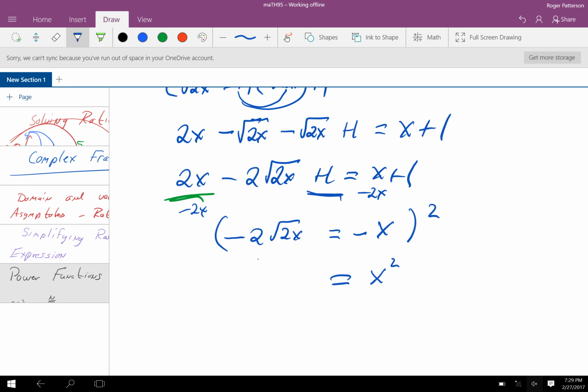Okay. Well, what's negative x squared? What's that going to be? It's just going to be x squared, right? Okay, good. Now we're squaring this. Here's how we square this. We square this number first, and then we square that thing. So what is negative 2 squared? 4. And what is the square root of 2x squared? 2x. So we're finally getting to the end of this.